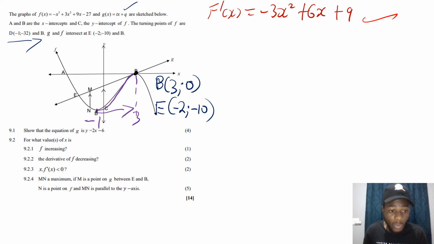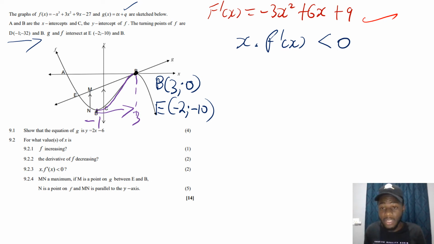Then the next question, it says, for what values of x is x multiplied by the gradient of f, or the derivative of f, less than 0. Okay, something that is less than 0, something that is negative. In order for us to get negative, it means we take negative multiplied by positive, or positive multiplied by negative. It will give us a negative, right? Then it means we must check for where values of x are negative and where the gradient is positive.